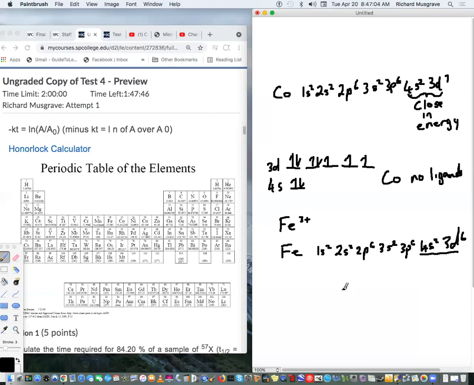So again, I'll do the thing here. We've got 3d, 1, 2, 3, 4, 5, and then we've got two electrons in the 4s, and then 1, 2, 3, 4, 5, and then 6. I just have a really quick question. I'll just teach it to myself, but where you're doing the 3d and the 4s, is it always 5 lines for the 3d and 1 line for the 4s?